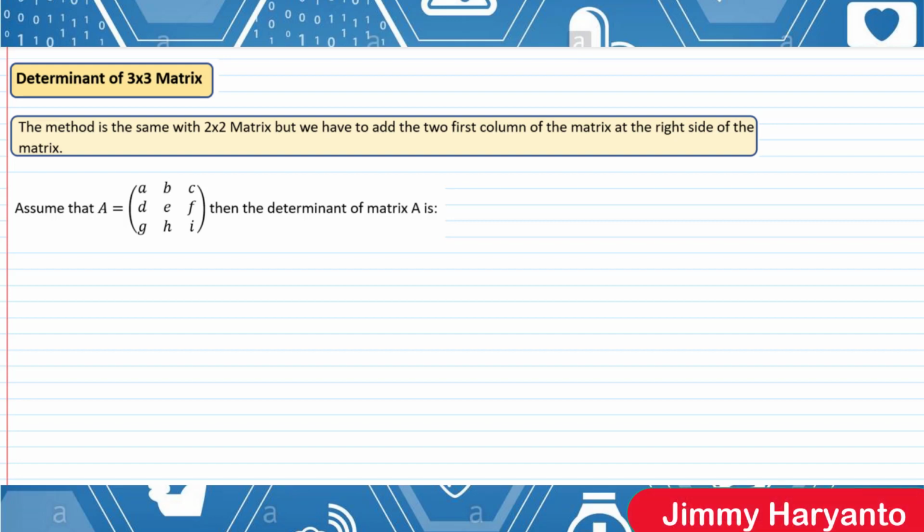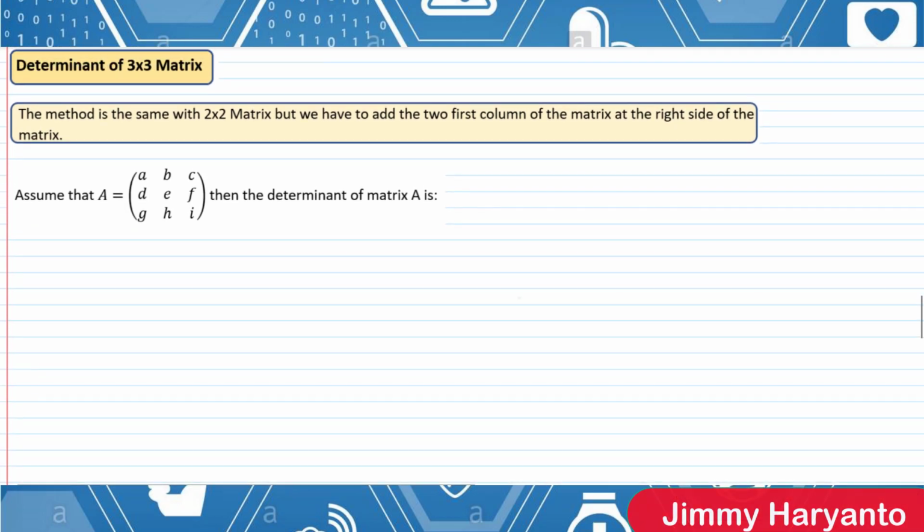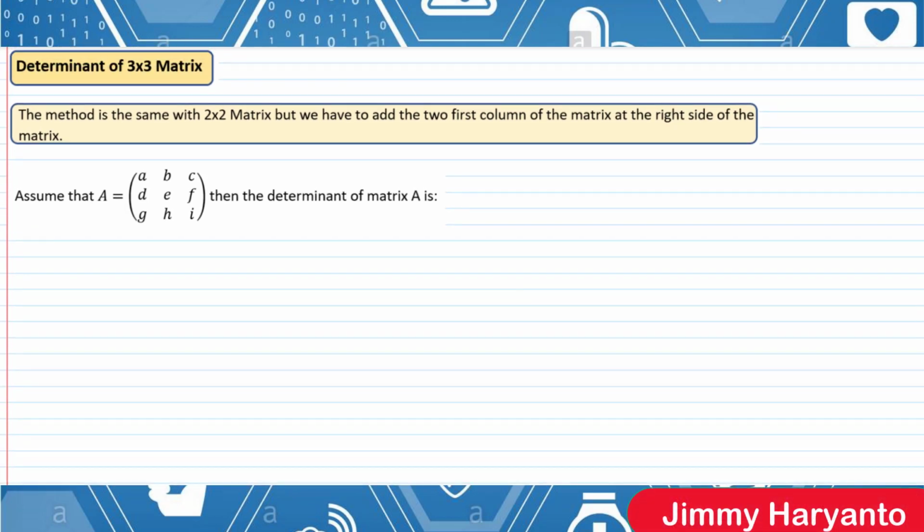The method is the same as the 2 times 2 matrix, but we have to add the first 2 columns of the matrix at the right side of the matrix. What is the meaning of that? I will explain it in this example. Assume that A equals A, B, C, D, E, F, G, H, I. As you can see, this is a 3 times 3 matrix. Then the determinant of matrix A, we write it like this: determinant of A equals to, and once more we change the shape of the brackets into the symbol of the determinant, with G, H, I.